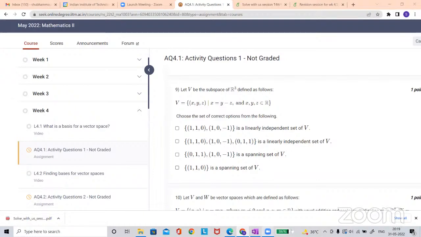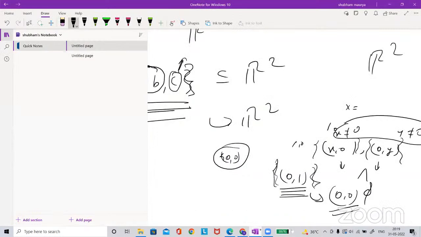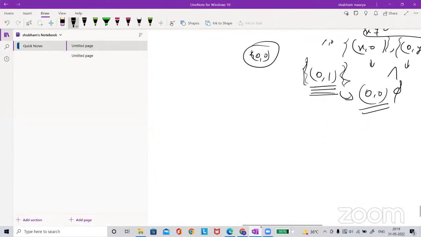So let me tell you what the first definition of spanning is. Spanning says, if you are saying this set is a spanning set of V, that means if you take the linear combination of these vectors, let's say I'm writing alpha A plus beta B plus gamma C, where alpha, beta, and gamma are any real number.